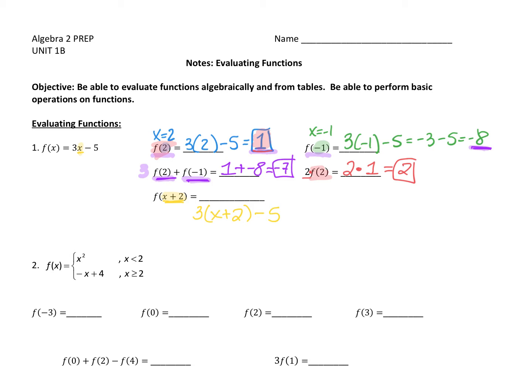Now I want to fully simplify this. So when I have parentheses, I'm going to distribute. So I get 3x plus 6 minus 5. And when I have positive 6 minus 5, I would get 3x plus 1, which is what I'll put on my line up here.